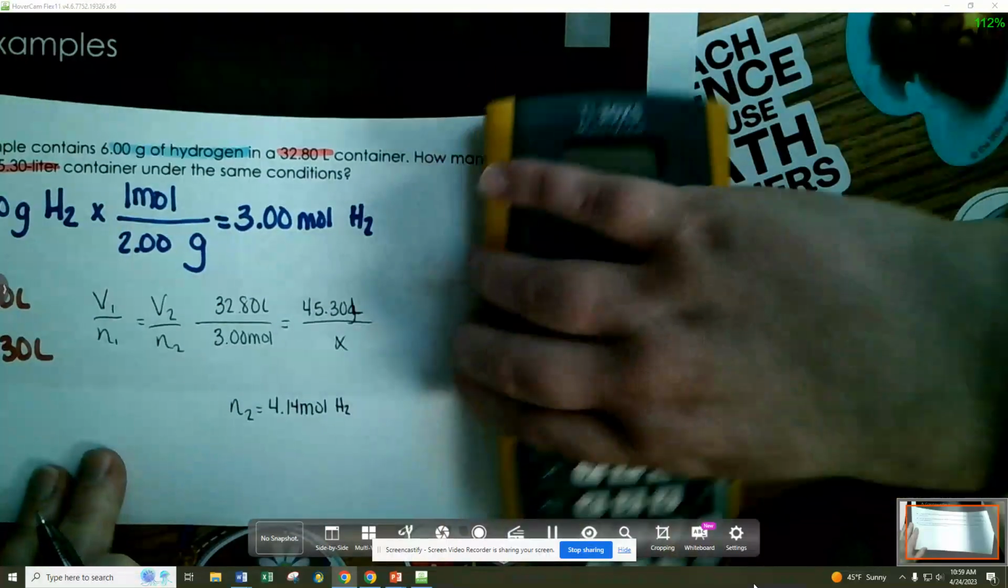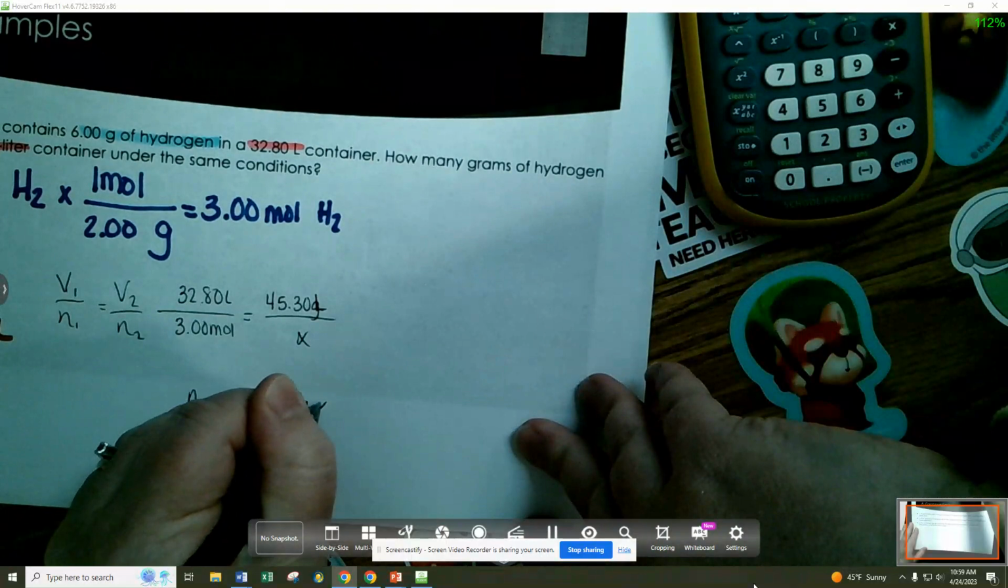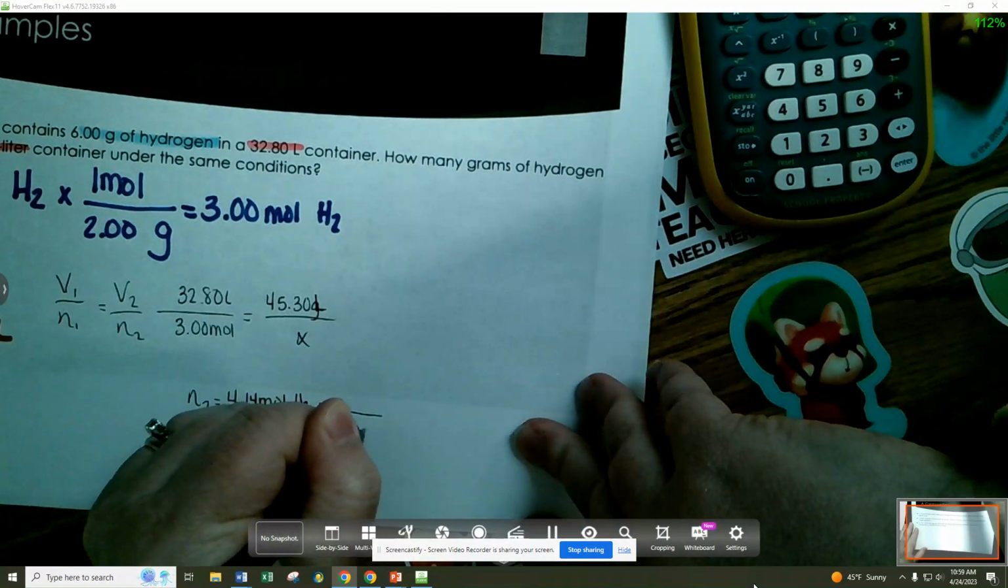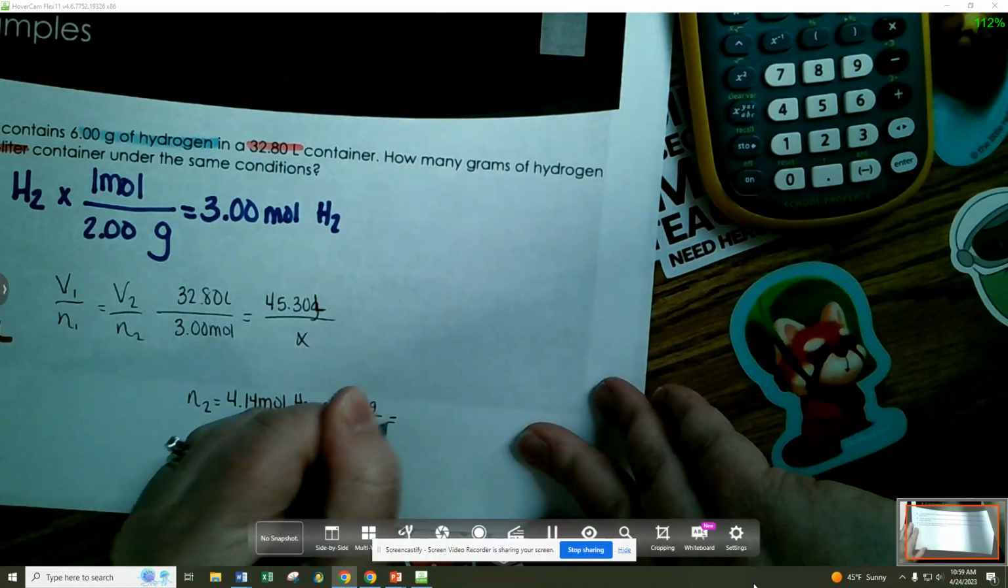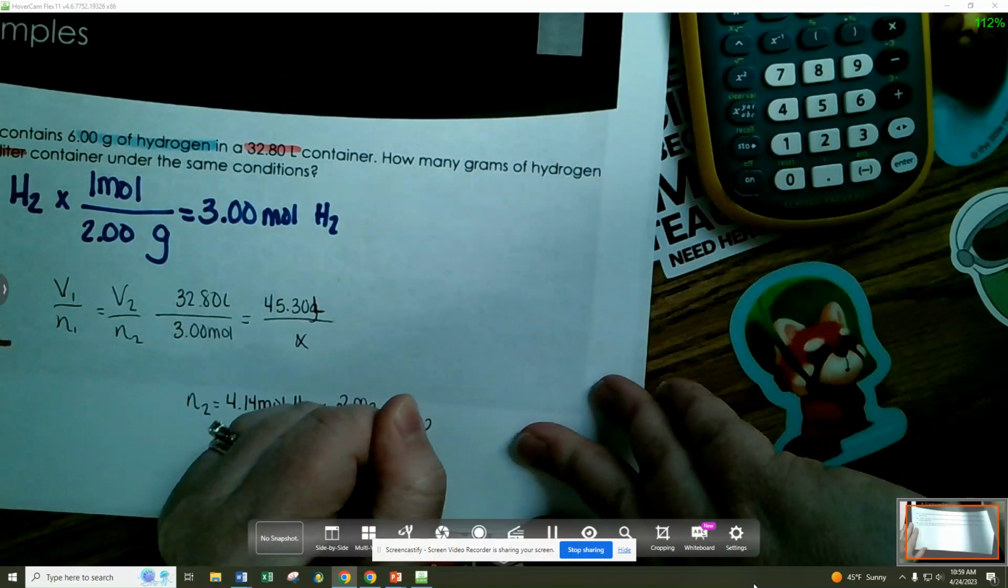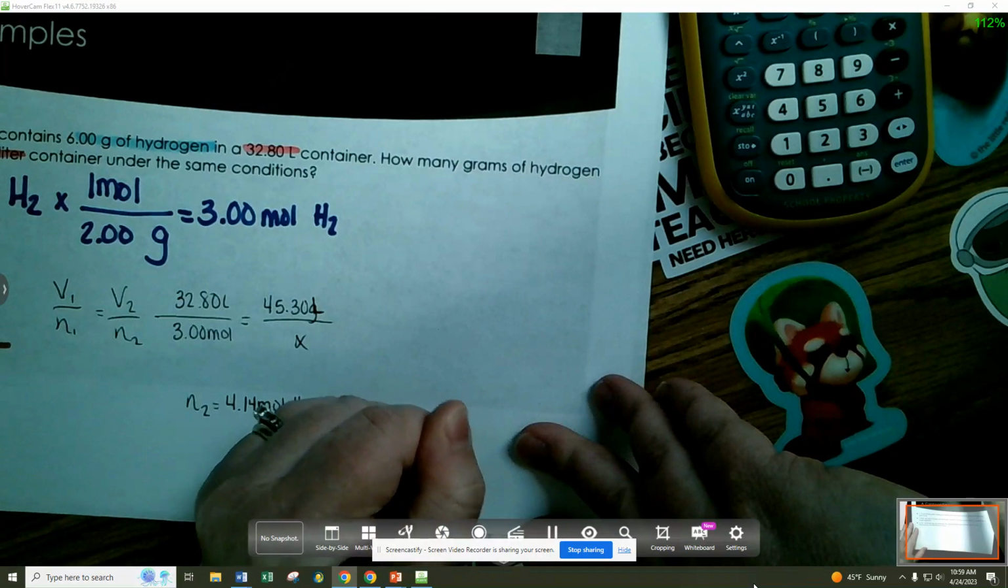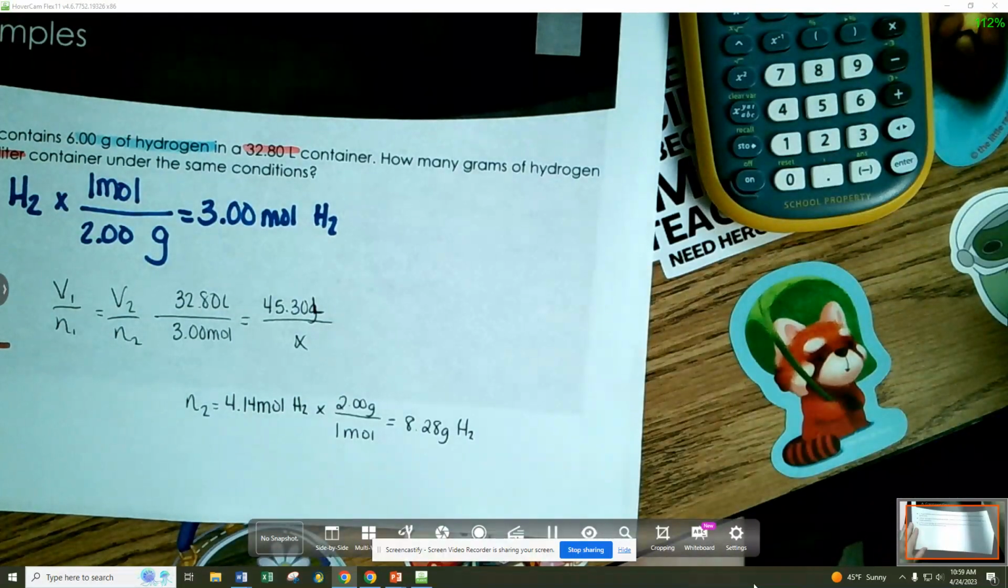It then requests grams. So then I just use molar mass to go back through. And that should give me, looks like, 8.28 grams of hydrogen. Okay. And so that is our topic for today, just working with the combined gas law and Avogadro's law.